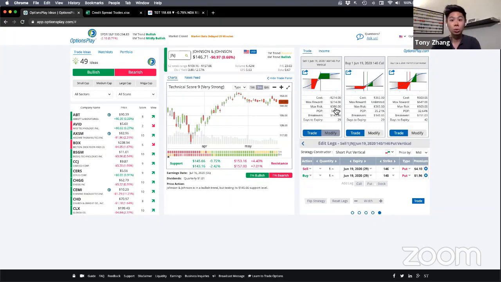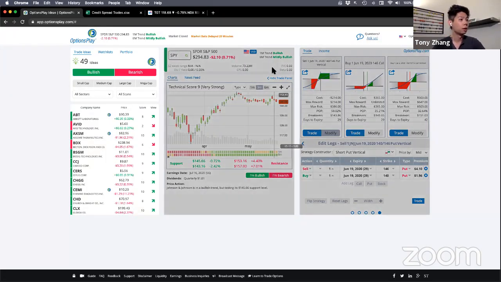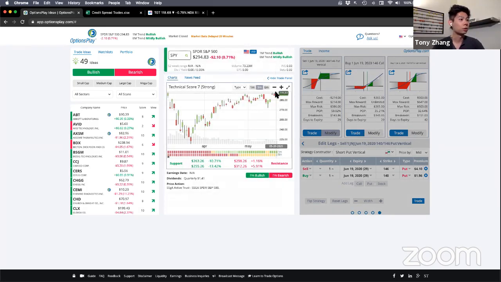Okay, so that's how you utilize this. That's how you think about selling a credit spread. You're first thinking about selling that put option, and then you're buying back that lower put to offset that risk. Same thing with SPY. If we look at SPY, you're going to see the same thing. So SPY is trading around 294 right now, right around that 295 mark.